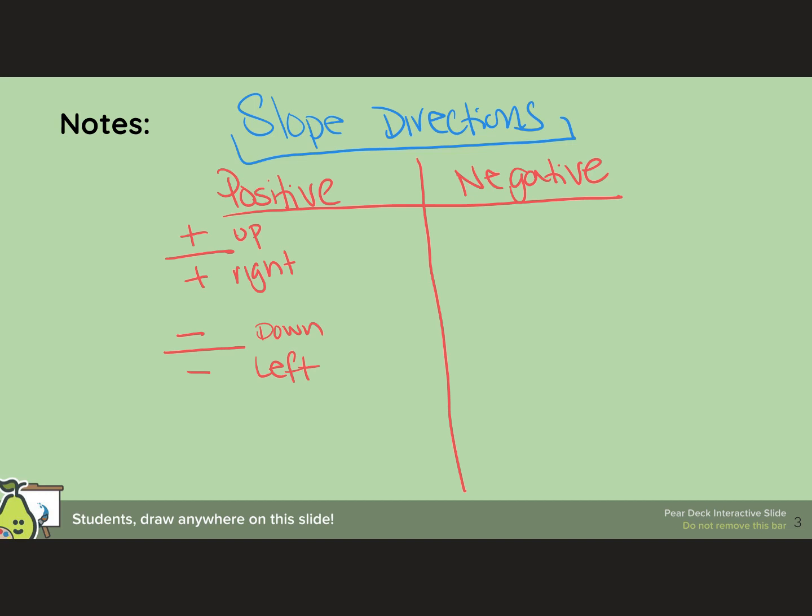If you're going to have a negative sloping line, you can have positive over negative. So again, if positive is on top, you go up. Negative on bottom, you go left. Or you could switch that around and have a negative over a positive. So positive on bottom means you go right, and negative on top, you go down. Okay? So those are the slope directions.